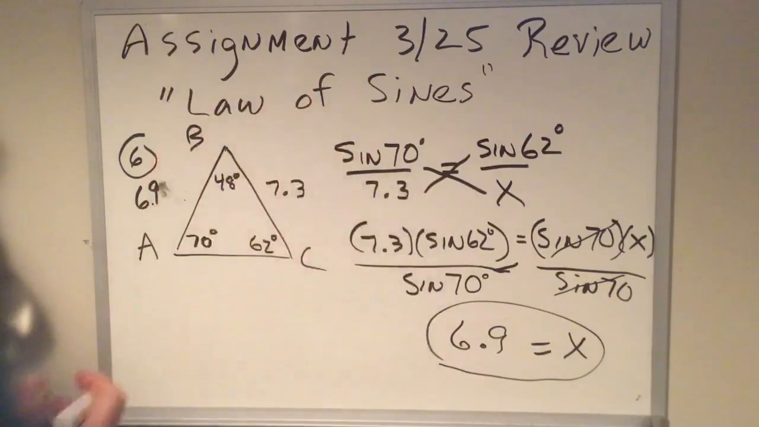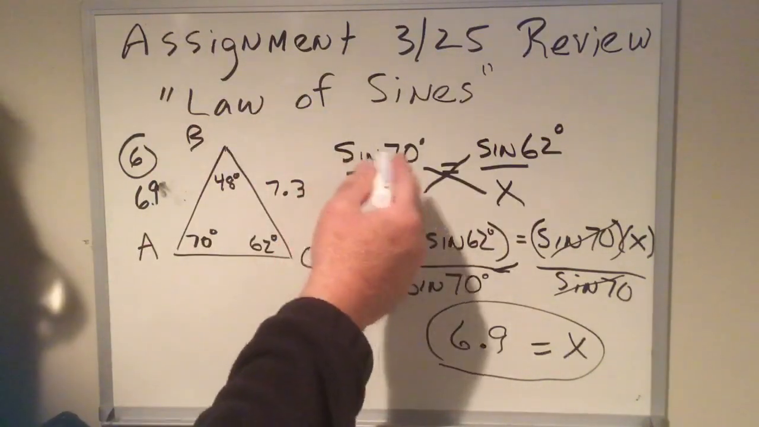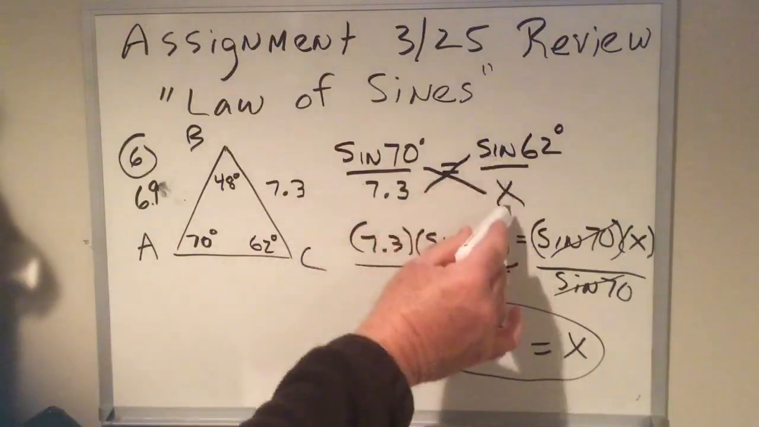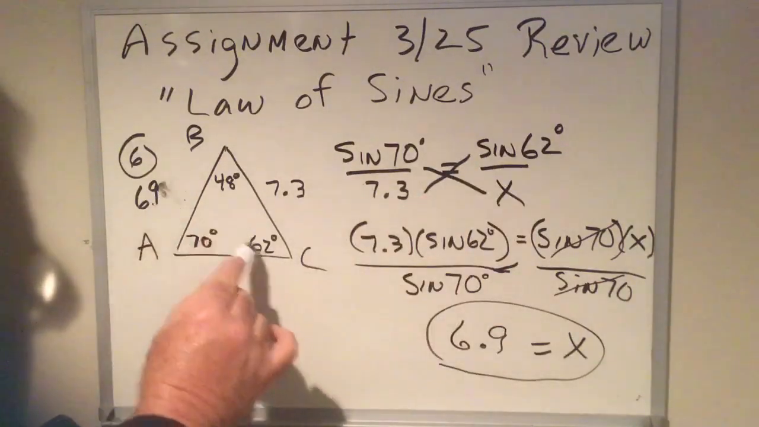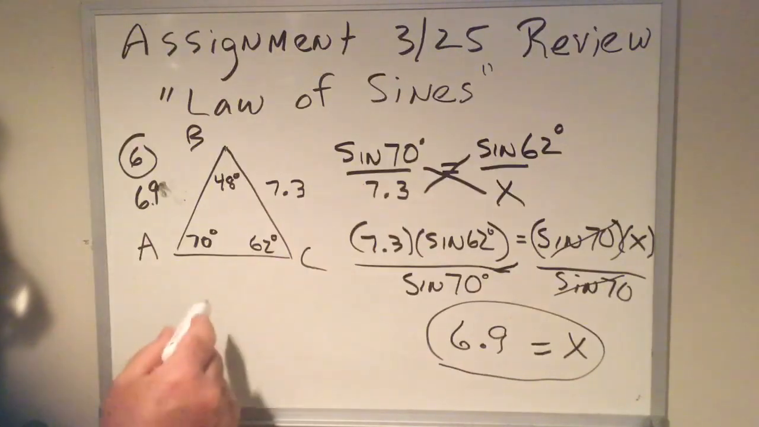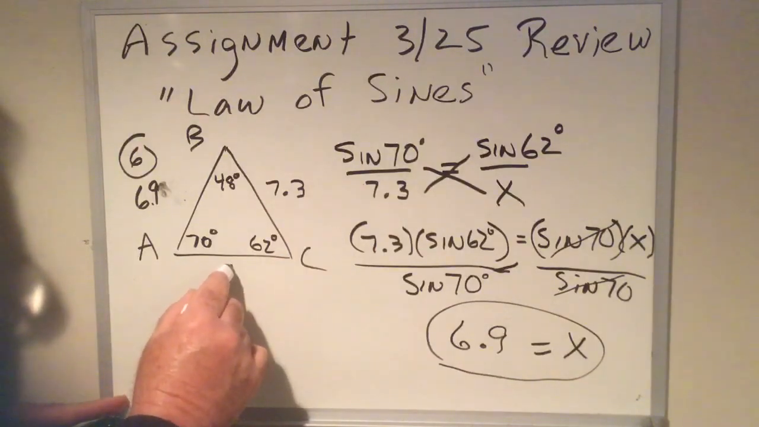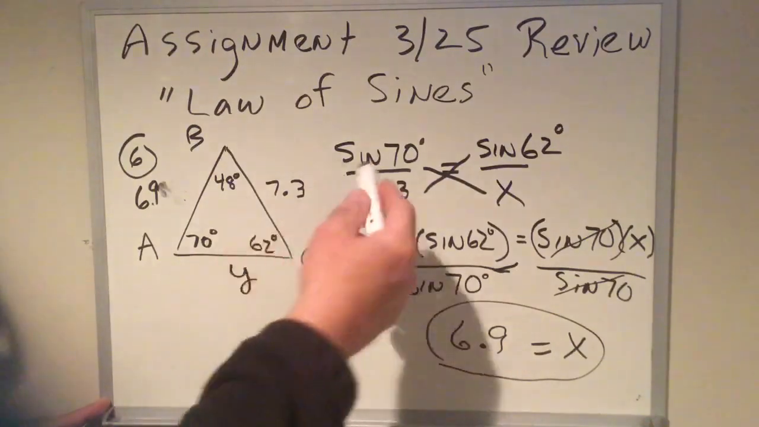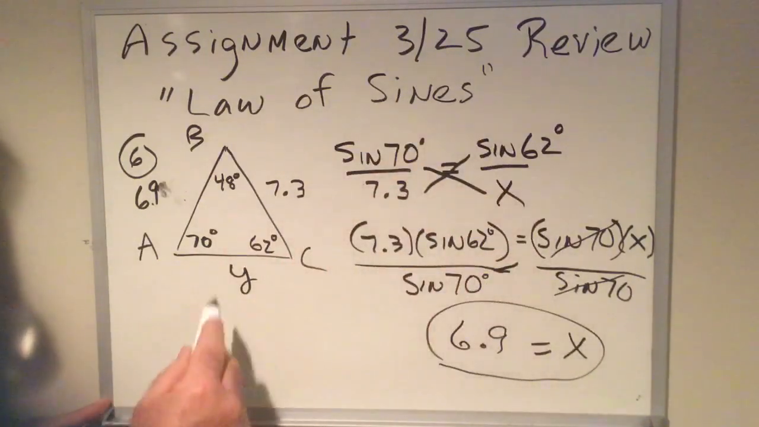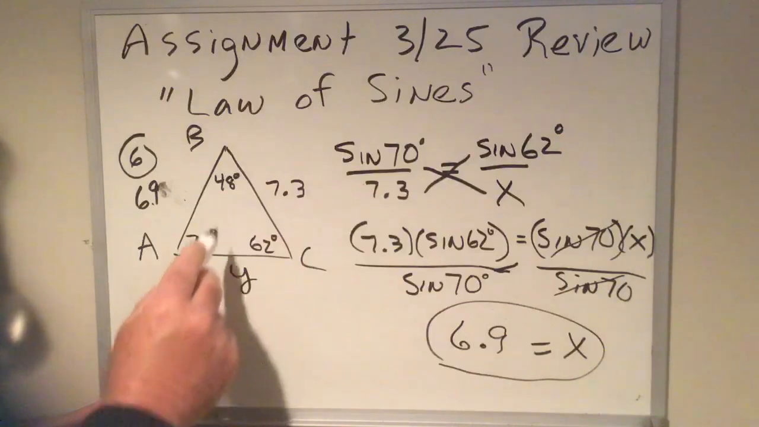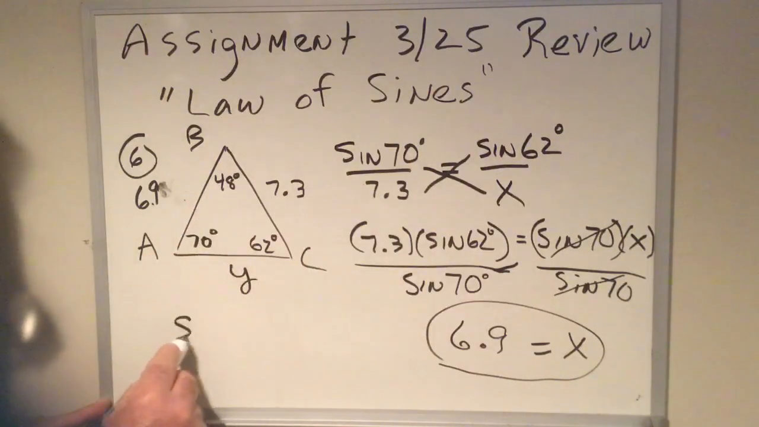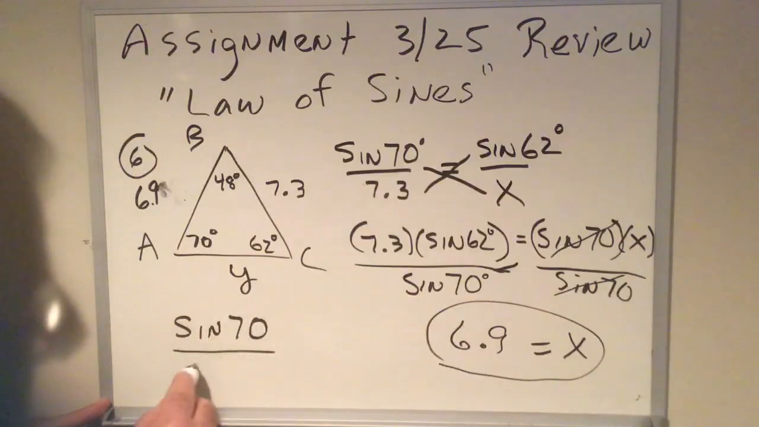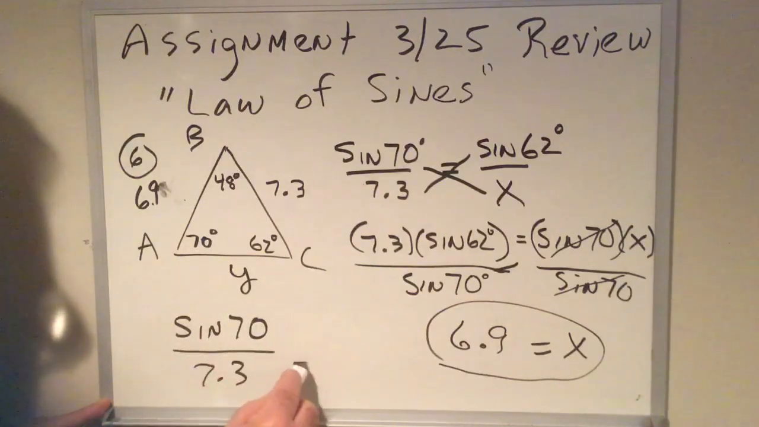So there you have it. That's when you have an angle measure and a side across from it, and you're looking for a side, but you know the angle measure that's across from that. If they made this problem solve for y, you could do it essentially the same way. I'm not going to do it now because I think the next problem, but you could still start off by doing sine 70 over 7.3 equals.